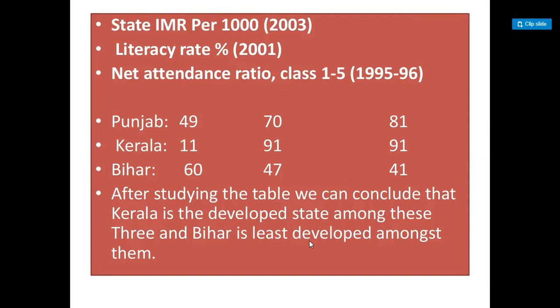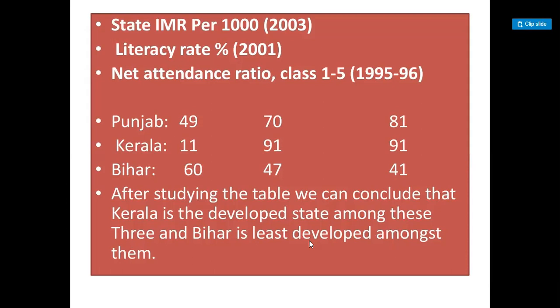So the total number of persons in that age group, that means the total number of children from age 3 years to 14 years, we can take. From 3 to 14 years, how many children are there in that state, or in that country? In that age group, how many of them are going for education? That ratio is considered as the net attendance ratio.